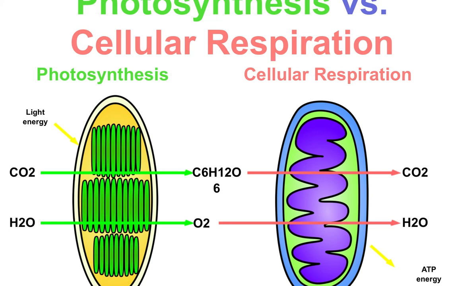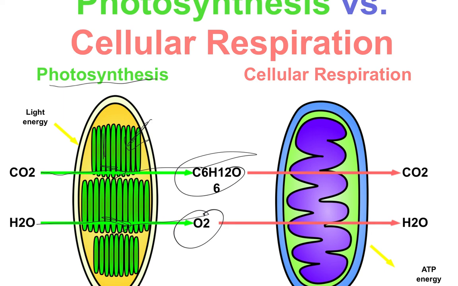Now, when we compare photosynthesis to cellular respiration, think about it this way. In photosynthesis, we are inside of the plant cell and inside of the chloroplast. So this is the chloroplast, and we have those grana stacks and the thylakoid membrane. Carbon dioxide is going to pass through the chloroplast along with water, and the chloroplast is going to put it through the process of photosynthesis and spit out sugar and oxygen.